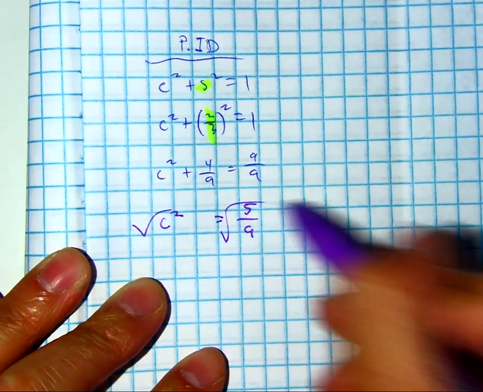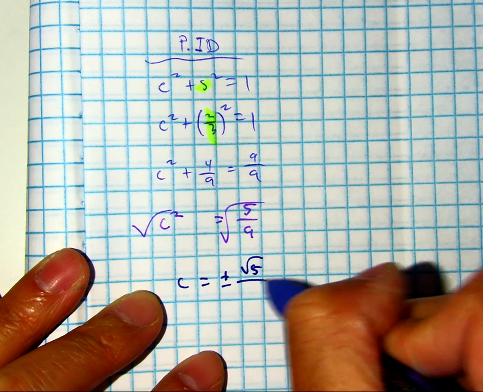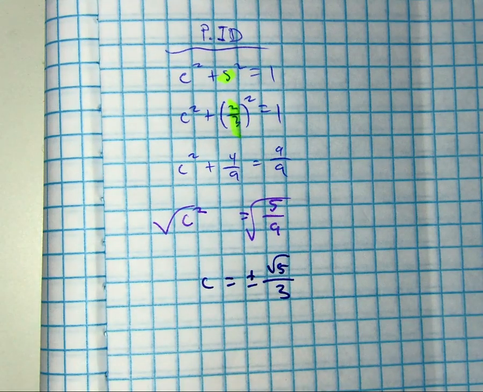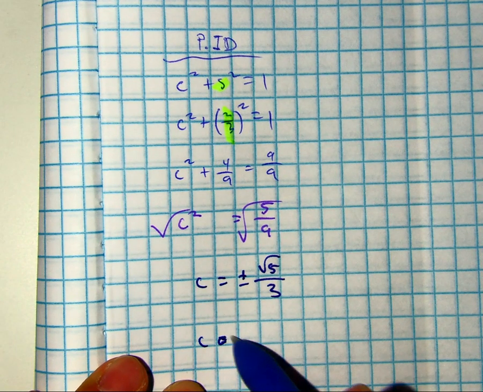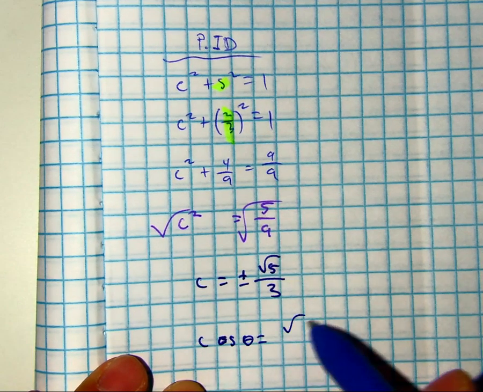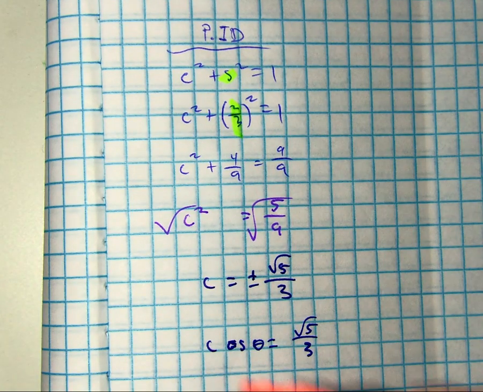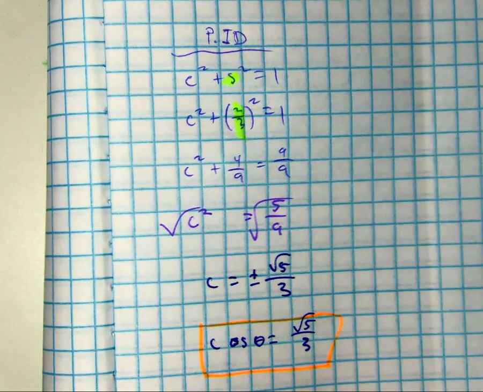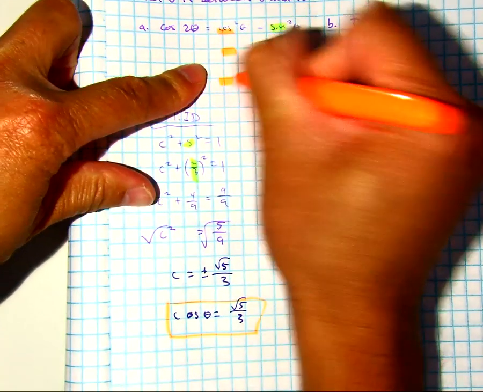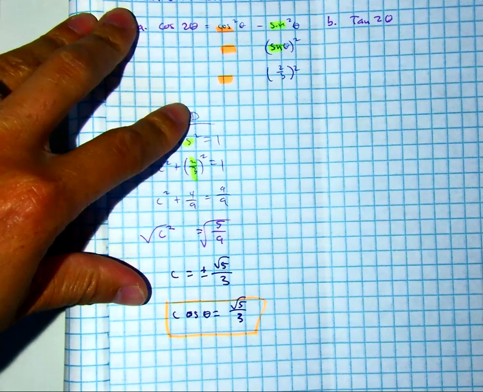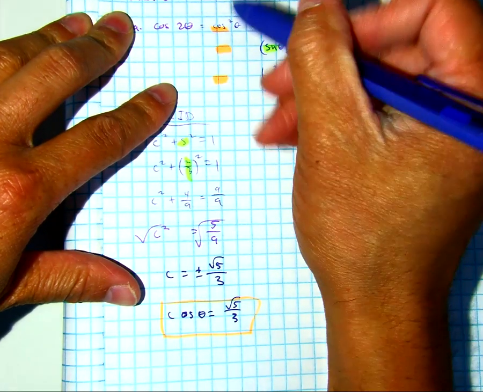Take the square root. C is equal to plus or minus the square root of 5/3. And cosine is? Positive or negative? Positive. Why? First quadrant. Okay, so we have cosine. And I can use cosine up here. So Sahil, did you get radical 5/3? Yeah.